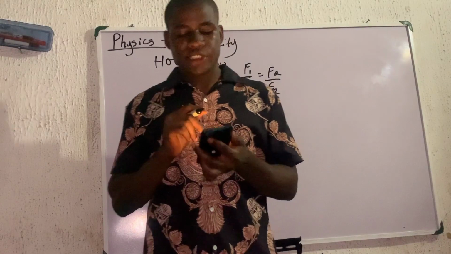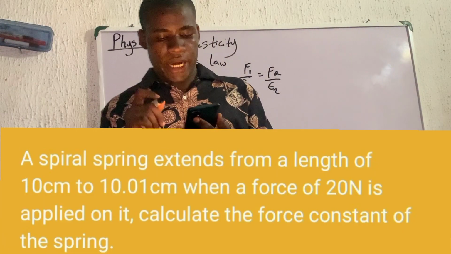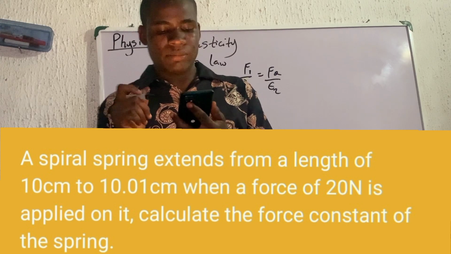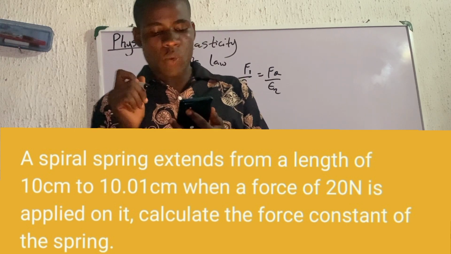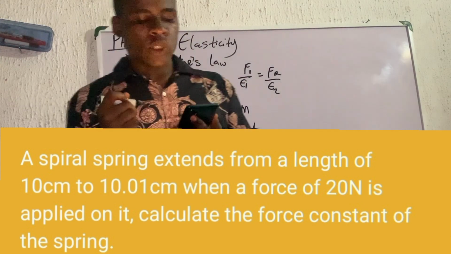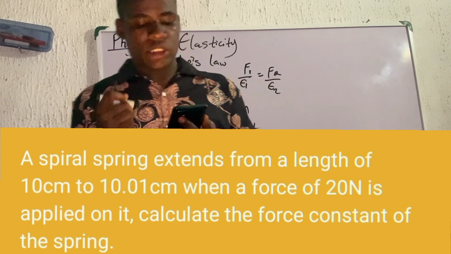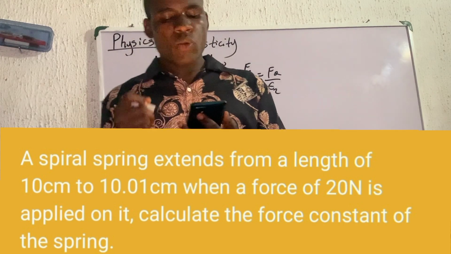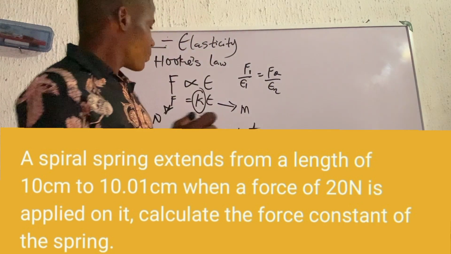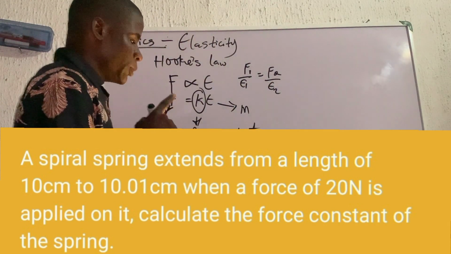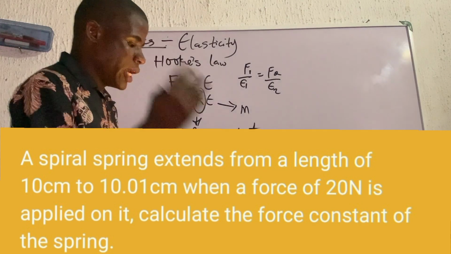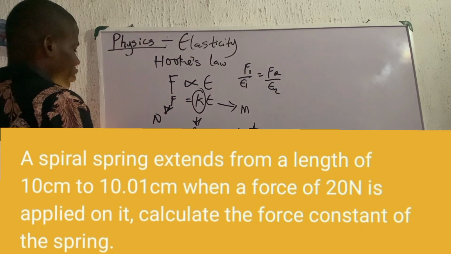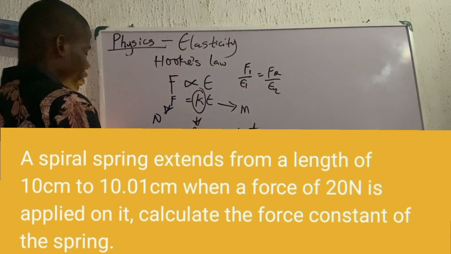Now, since we've defined our terms, we have to look at the question, and the question says, a spiral spring extends from a length of 10 cm to 10.01 centimeter when a force of 20 Newton is applied on it. We have to calculate the force constant of the spring. Now, the question gave us that a spiral spring extends from a length of 10 cm. Now, the original length, let's call it L1, is 10 centimeter.